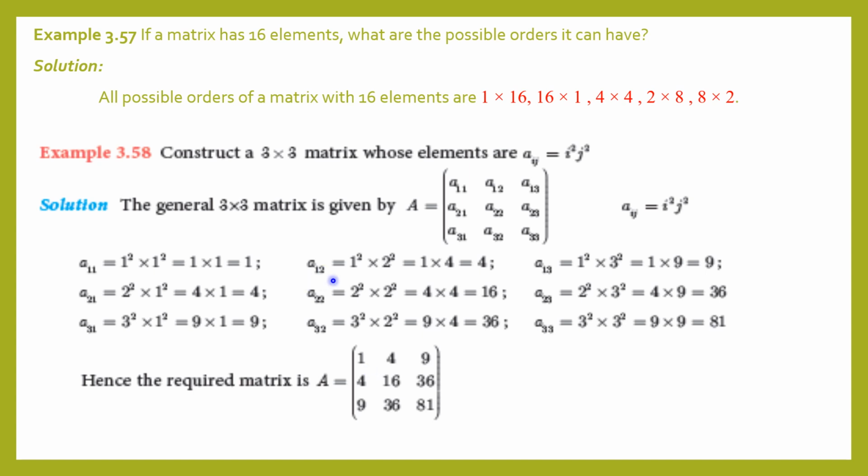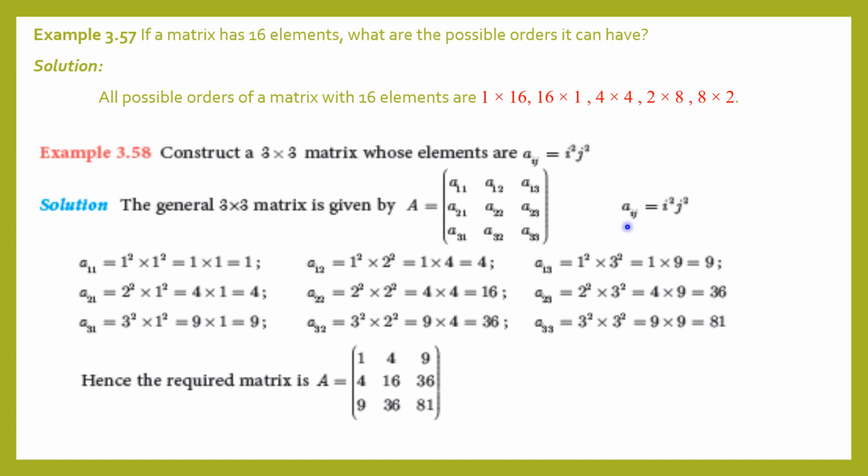Similarly for A12. Here 1 square into 2 square. 1 square is 1, 2 square is 4, so 1 into 4 is 4. So the element in the A12 position is 4. Next one is A13. Here 1 square into 3 square. 3 square is 9, so 1 into 9 is 9.